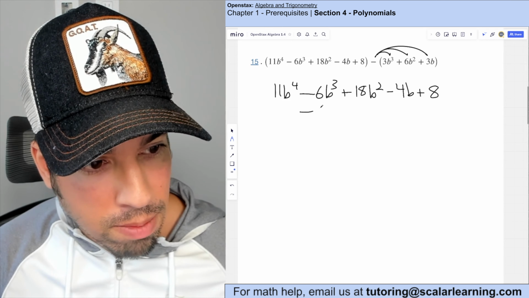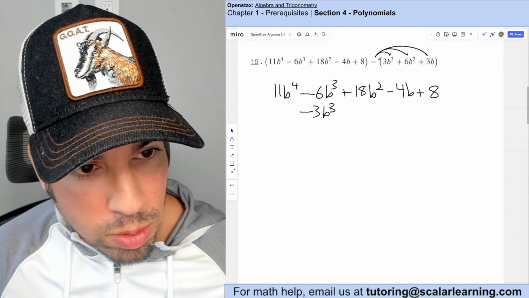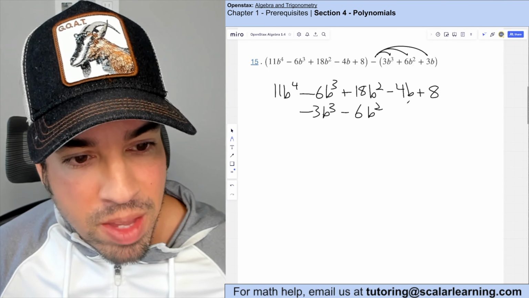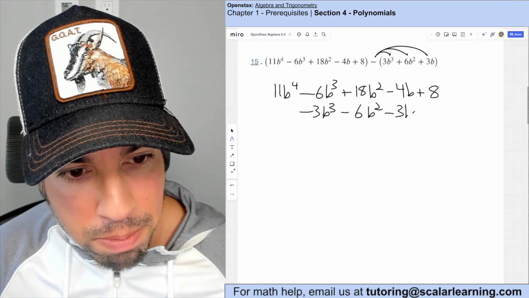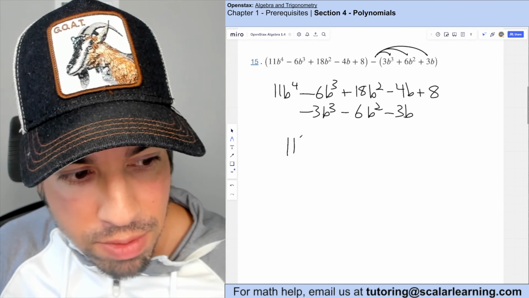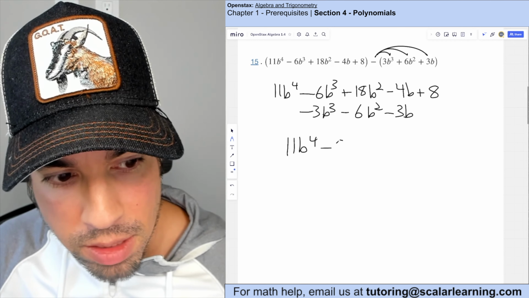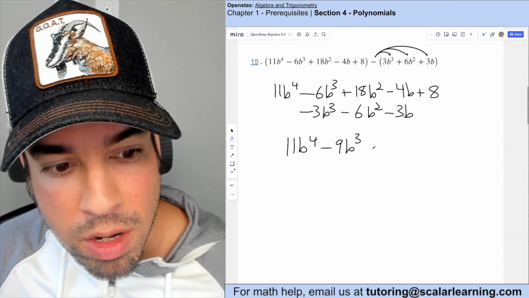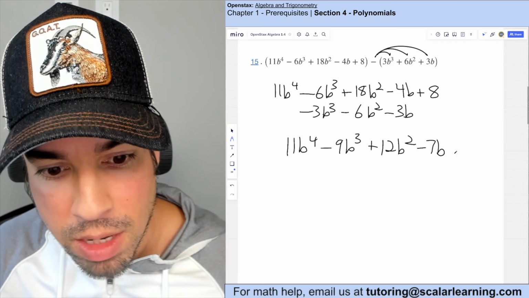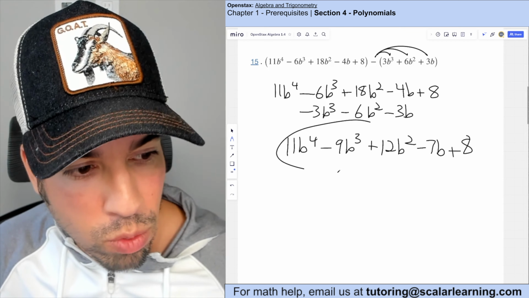So we have a minus 3b cubed, minus distributes to a minus 6b squared. That becomes a minus 3b. So when we combine like terms, there's only one with 11b to the 4th, so it's 11b to the 4th minus 9b cubed plus 18 minus 6 is 12b squared. Negative 4, negative 3 make negative 7b plus 8 for the win.